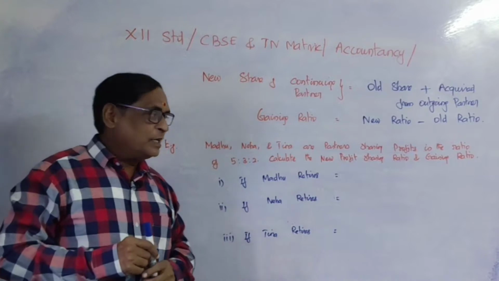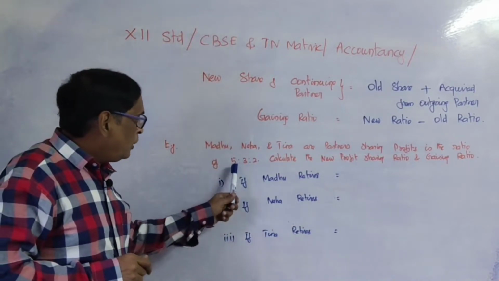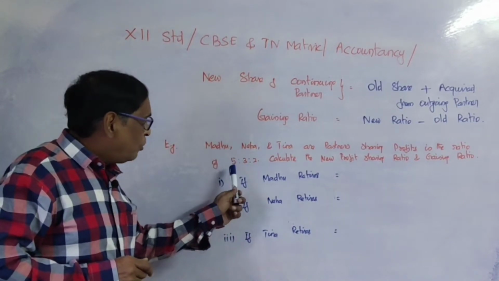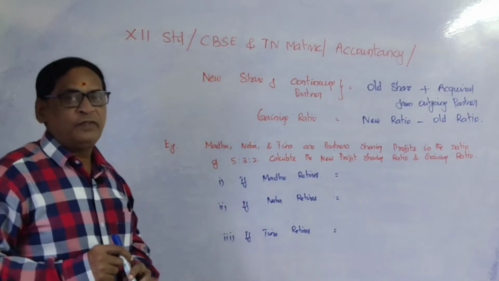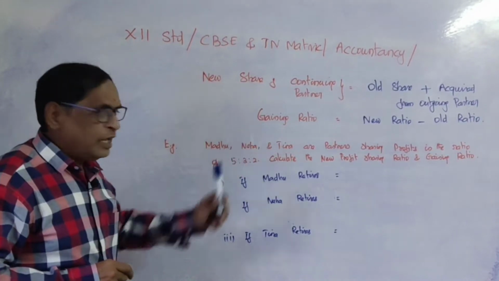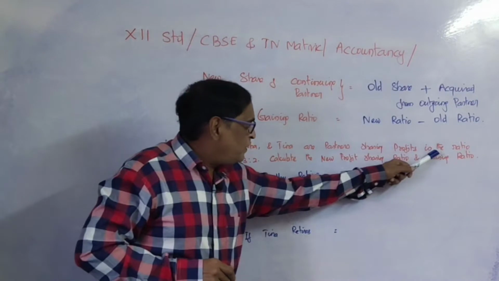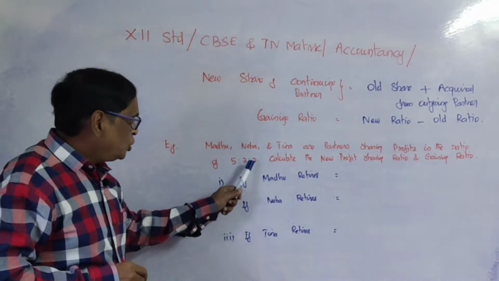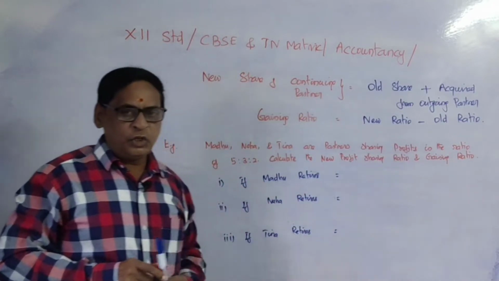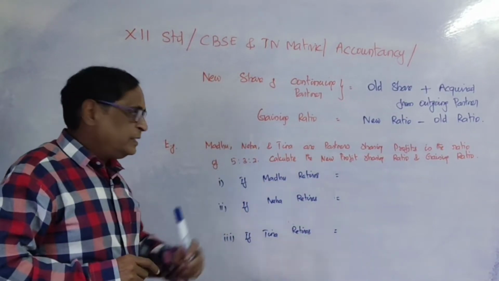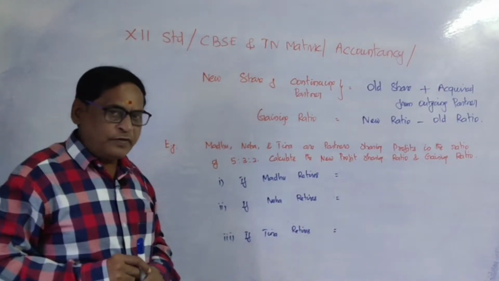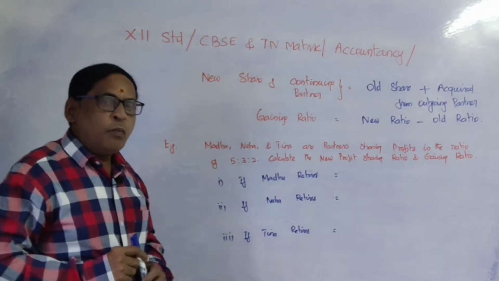But in some circumstances, for example, if only the old ratio is given and they are silent about the new ratio, at this stage, what will we do? For example, in this case, Madhu, Neha and Tina are partners sharing profits in the ratio 5:3:2. Calculate the new profit sharing ratio and gaining ratio. In these cases, we have to find out the new profit sharing ratio and gaining ratio. Both will be the same.